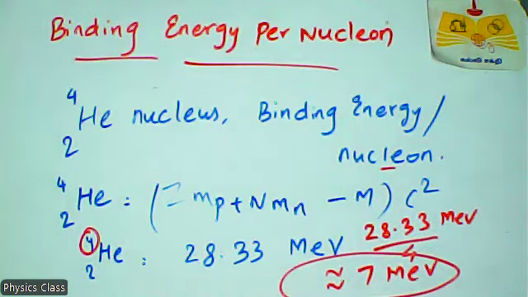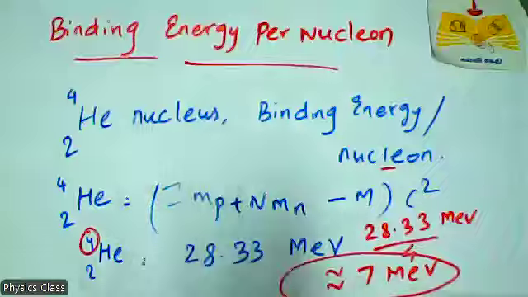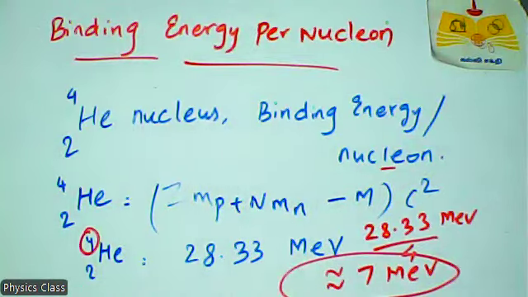For the helium nucleus, with 2 protons, 2 electrons, and 2 neutrons, put in the masses of protons and neutrons and the total mass, multiply by c squared, and you will get the binding energy. Again divide that binding energy by the mass number, and you will get the binding energy per nucleon. So this is one simple example for this concept.